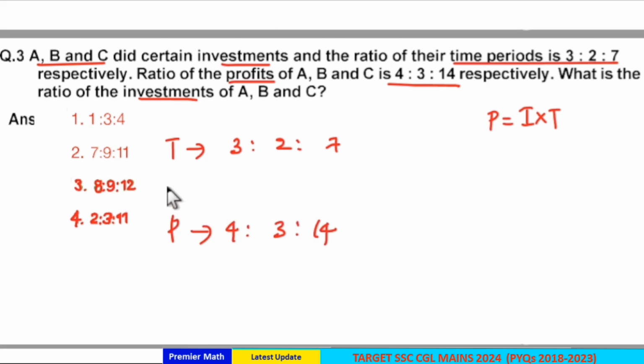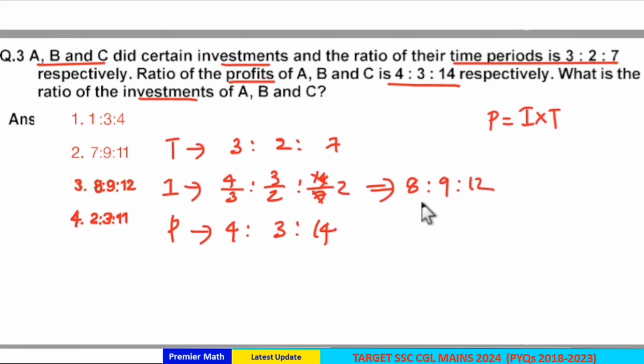4:3:14. Then investment ratio is equal to profit by time, that is 4/3:3/2:14/7 for A, B and C. Here 7 goes 2 times in 14, and now this is like 2/1. Here the denominators are 3, 2 and 1 for A, B and C, so take 6 as LCM. So 4/3 into 6 is 4 into 2, 8, and 3/2 into 6 is 3 into 3, 9, and 2 into 6 is 12. So 8:9:12. Option 3 is your answer.